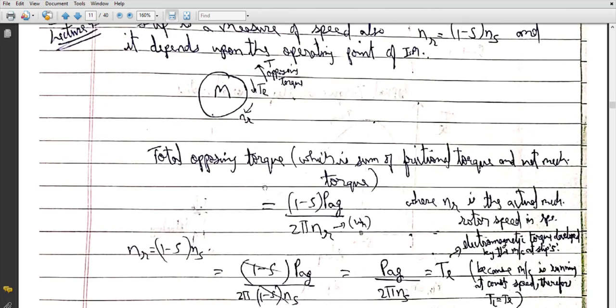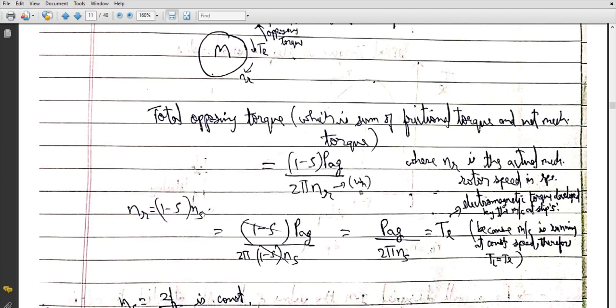Now we are taking 1 minus S into PAG, this power. So what speed are we going to take? NR. That is why we are dividing by omega R, since torque is power divided by omega, and omega R can also be written as 2 pi NR. Now this NR is what? Your rotor speed. NR could also be written as 1 minus S into NS. We all know that rotor speed can always be written in terms of synchronous speed.